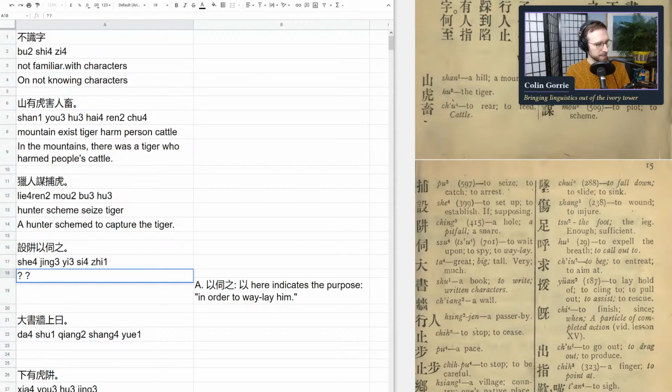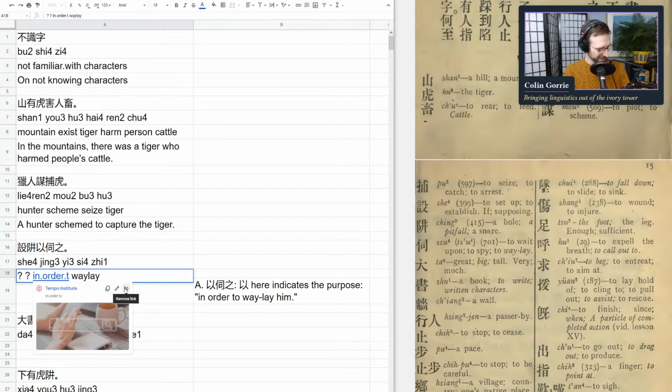We have this particle which we talked about last time, which is yi. And here we're given this really helpful hint that here it's indicating the purpose. So let's just say in order to, and then waylay. It is not a URL. Not a URL. Don't make it look like that.